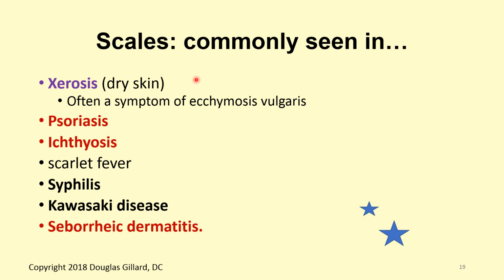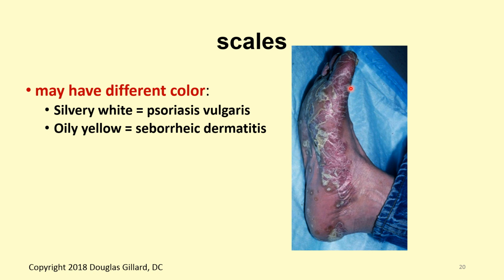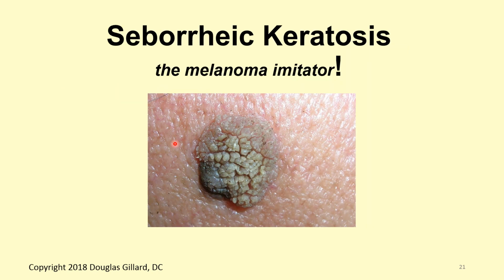Commonly seen in people, these people can show up with scales: xerosis, psoriasis, ichthyosis, scarlet fever, syphilis, Kawasaki's disease, seborrheic dermatitis. There's another person with lots of scales. They can have different colors. Psoriasis scales are silvery white. Seborrheic dermatitis tends to be a little more yellowy. We'll look at some, well, we've already looked at some of these. All right, so that finishes up another term called scales.